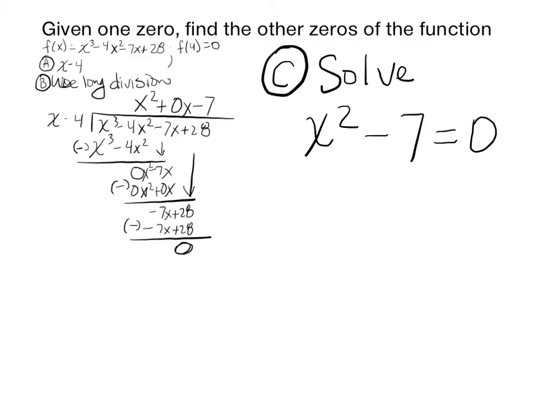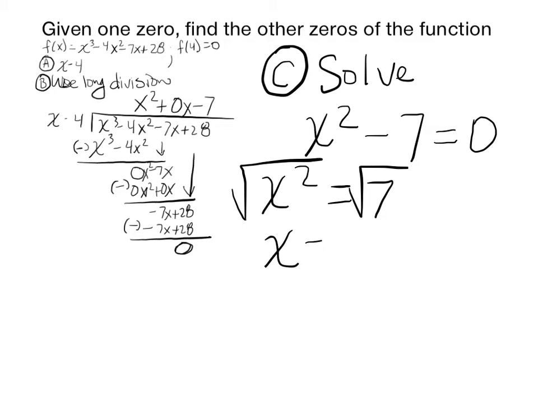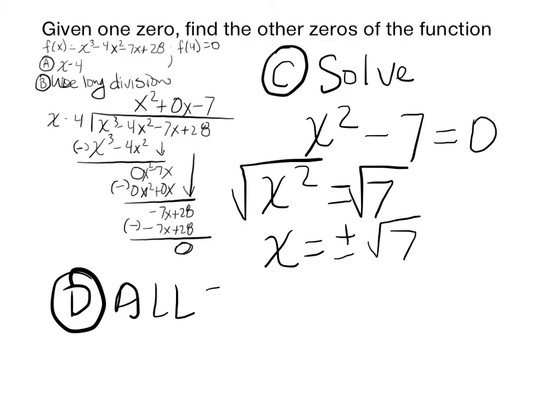Now we can use square roots to solve this, because this one can easily become x squared is equal to 7. Take the square root of both sides, and x is equal to positive and negative the square root of 7. And then so finally all the zeros, including the one that we're given, are 4, plus the radical 7 and negative radical 7.